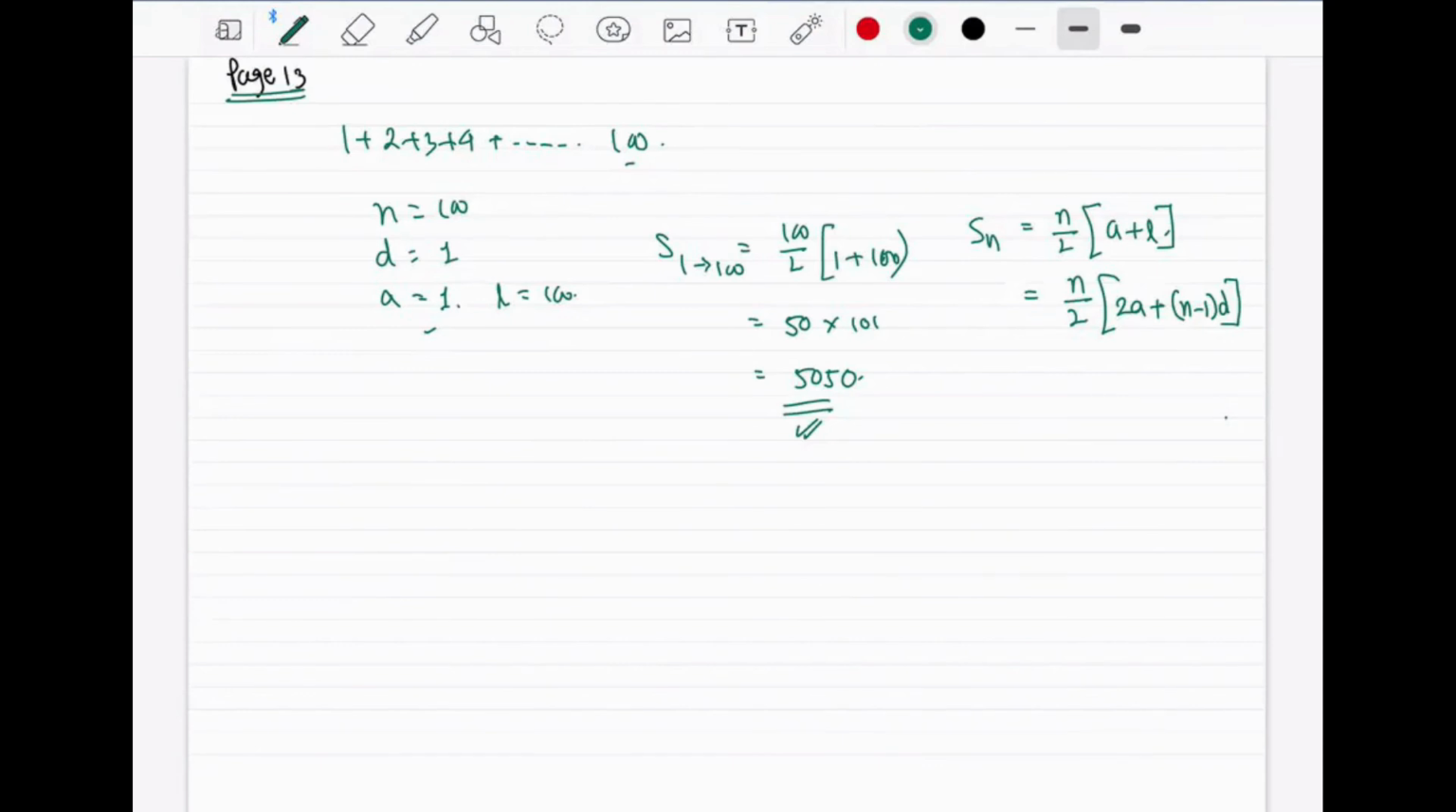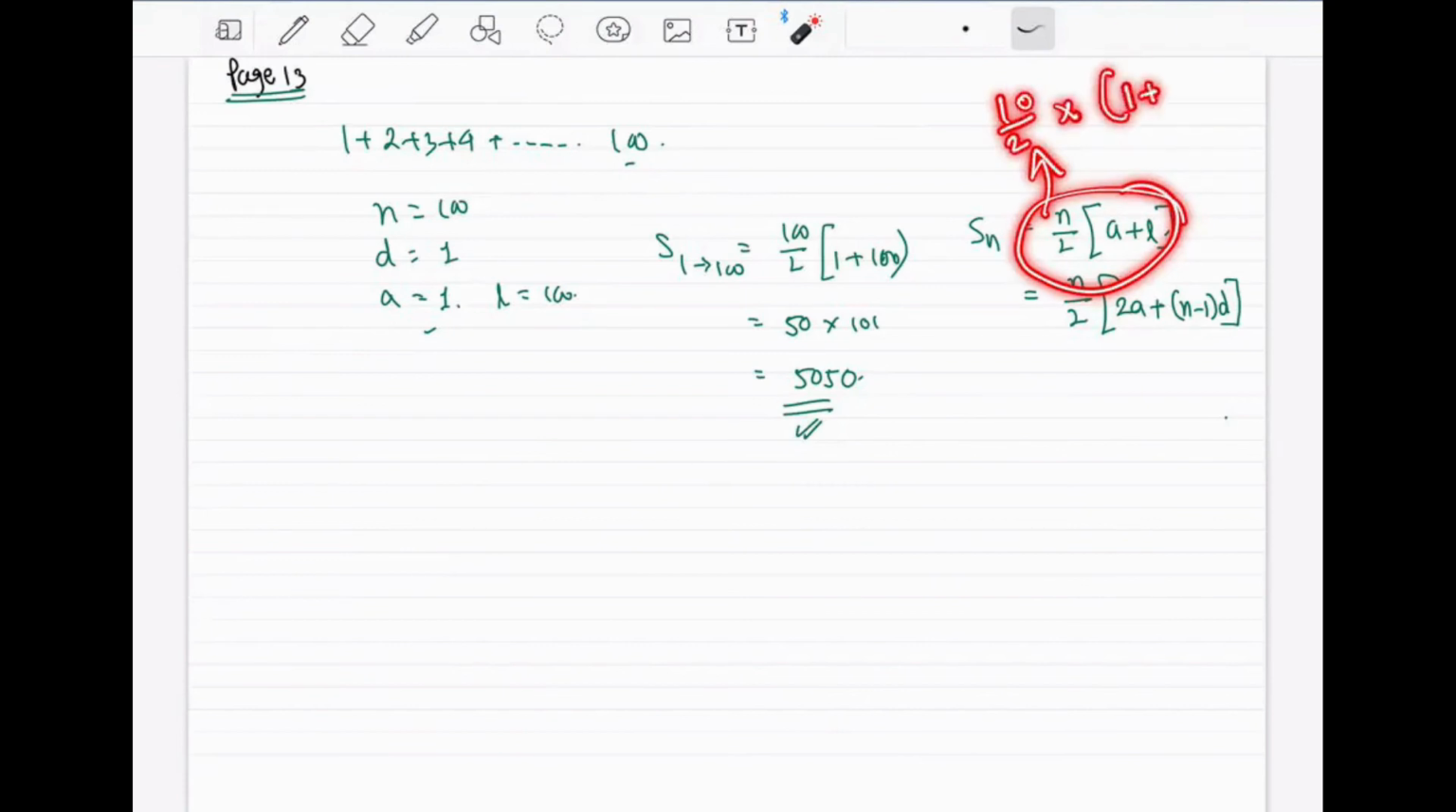So in case of 1 to 10, if you add 1, 2, 3, 4, 5, 6, if you continue adding until 10, what we are going to obtain is, in here n by 2, we will have 10 by 2 into a plus l. First term is 1, last term is 10. 10 by 2 into 11. So 5 into 11, we will obtain 55. You can check it. 1 plus 2 is 3, 3 plus 3 is 6, 6 plus 4 is 10. Continue adding up to 10, you will surely get 55 as the correct answer.